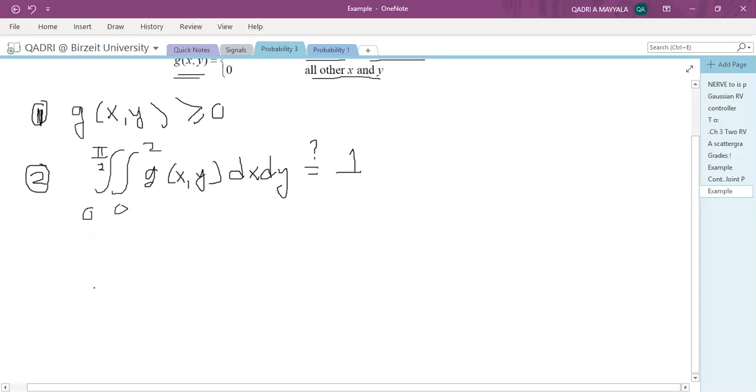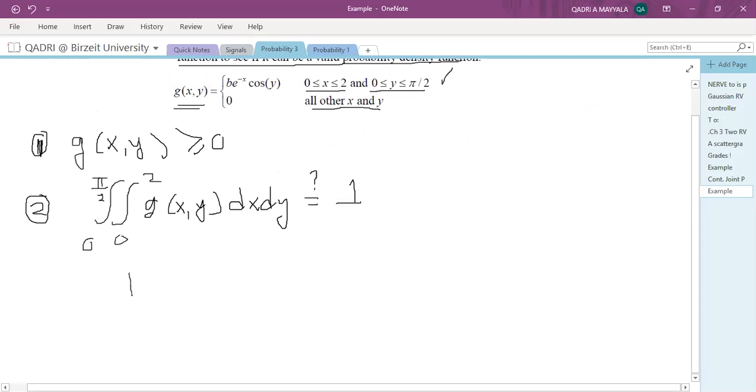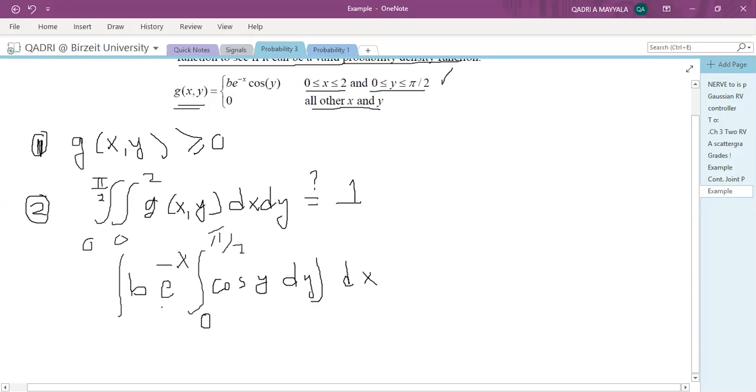Let's see how to evaluate it. Then the function is, let's take b outside, e minus x. Let's take the integral with respect to cosine y dy. إذا هذا dy dx. الواي قلنا من 0 إلى باي على 2، والإكس still من 0 إلى 2.